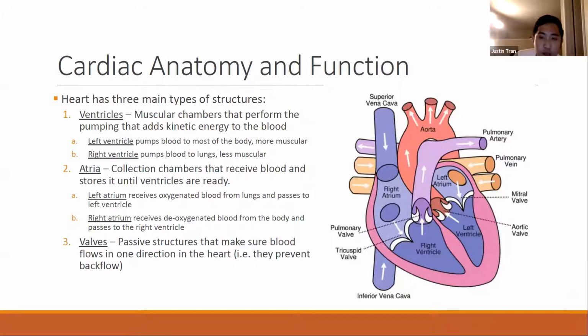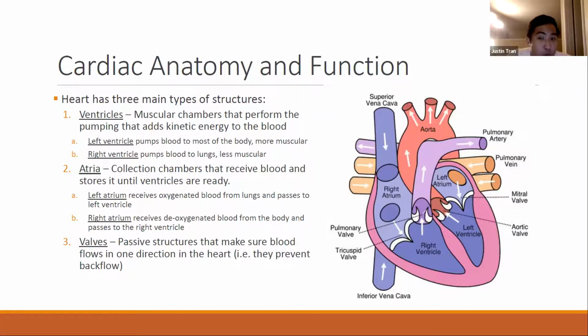And so your valves are basically structures inside your heart that ensure blood only flows in one direction, right? This is really important because these chambers, the ventricles, when they pump, they kind of just squeeze, right? You can imagine if you squeeze a plastic bag filled with water really suddenly, the water's just going to go everywhere, all over your counter, and your girlfriend's going to get mad at you and make you clean it up, right?